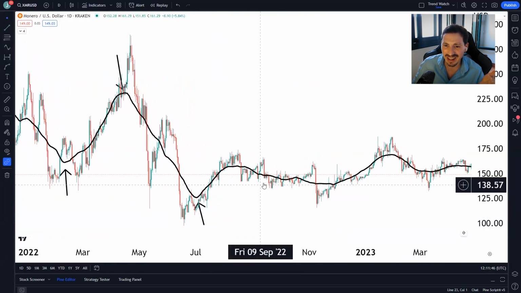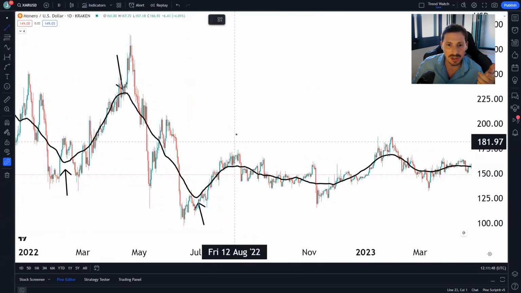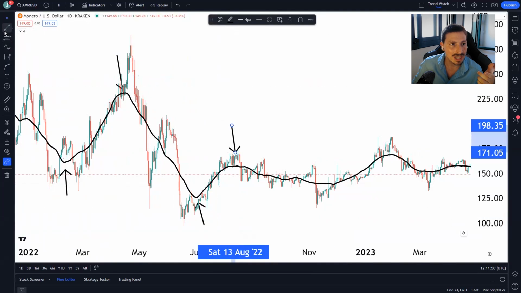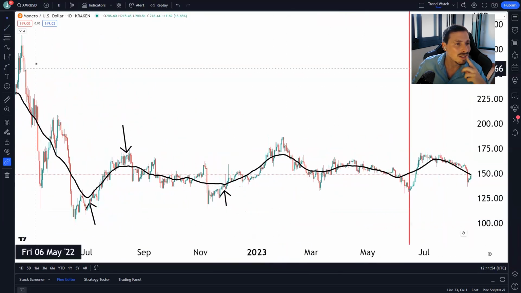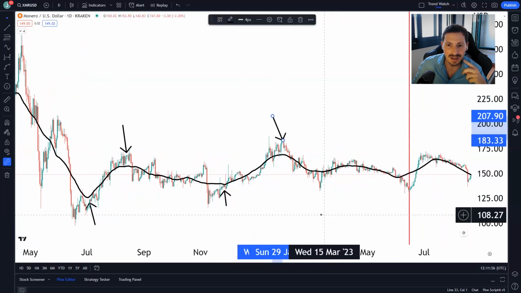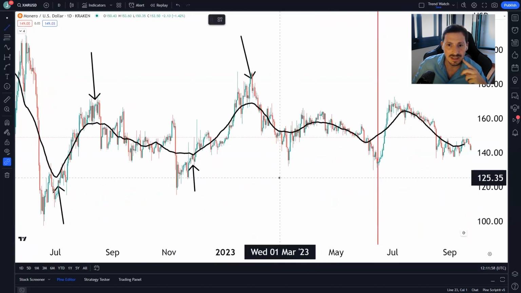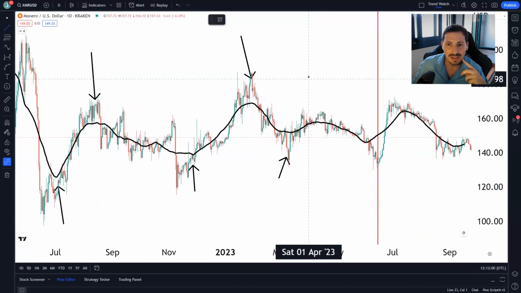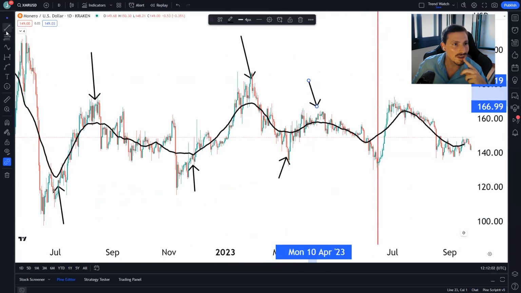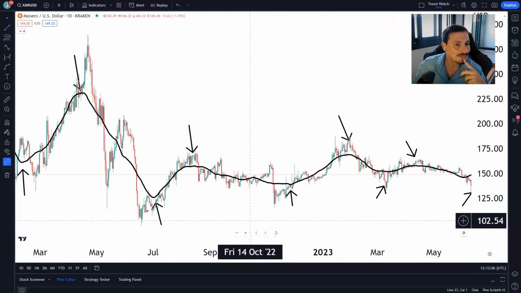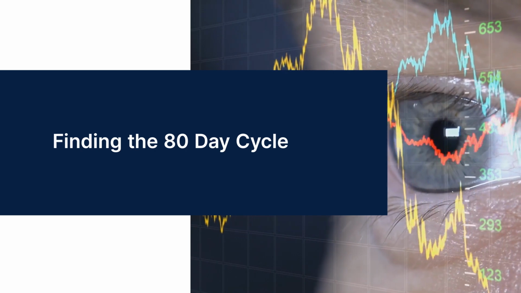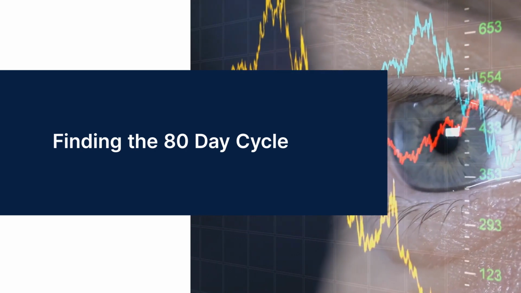This one here, again, it looks kind of sideways. So I'm going to opt to highlight this high here and this low here. There's another high here, low, another high, low. There we go. Next, I have to do the 80-day cycle.